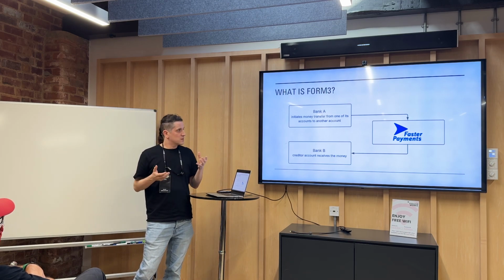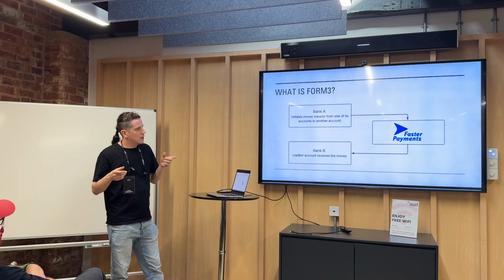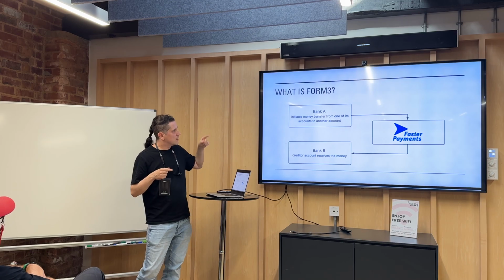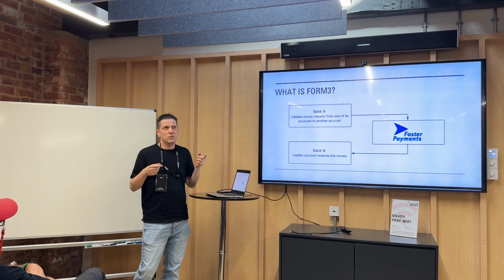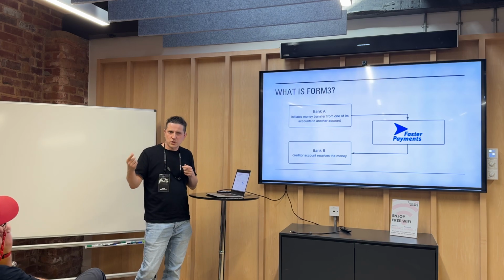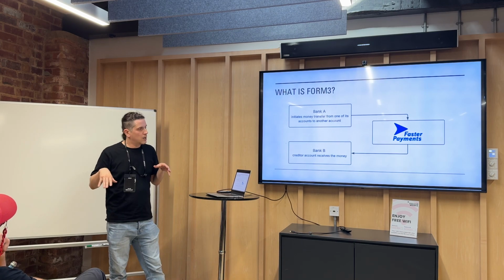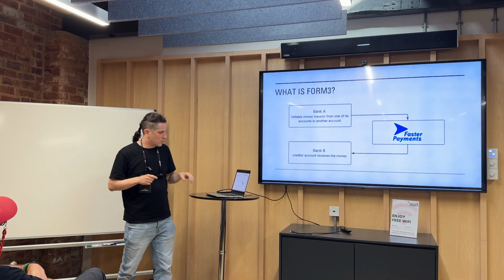Now, Faster Payments and other schemes never do the settlement, so they don't actually move the money. They just move the data, and the money is moved by the Bank of England. Faster Payments tallies up all the transfers between banks A and B, and 3 times a day, I think, it sends information to the Bank of England, where each bank has to have their own account, and the Bank of England does the settlement, moving the money between accounts.